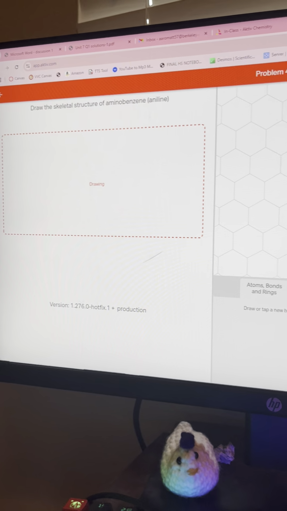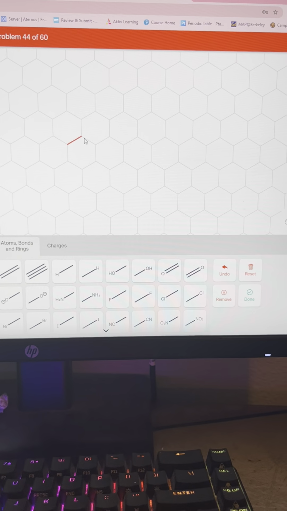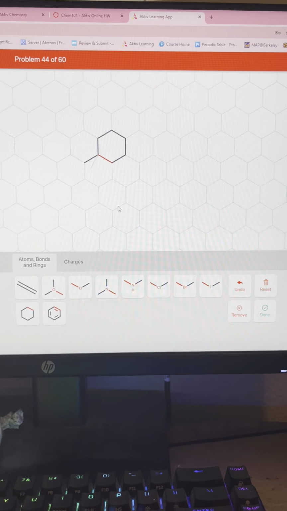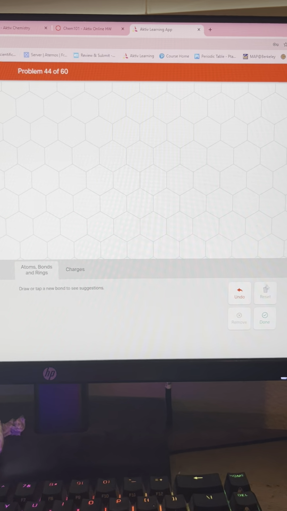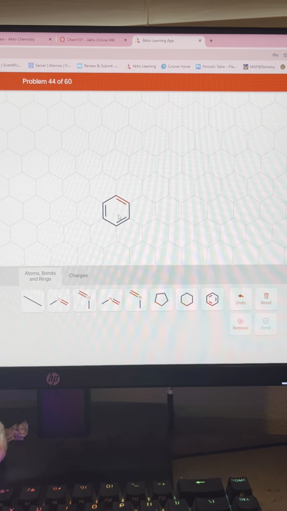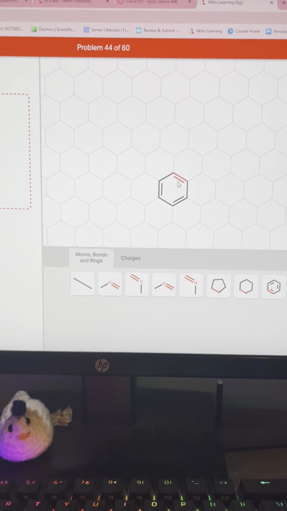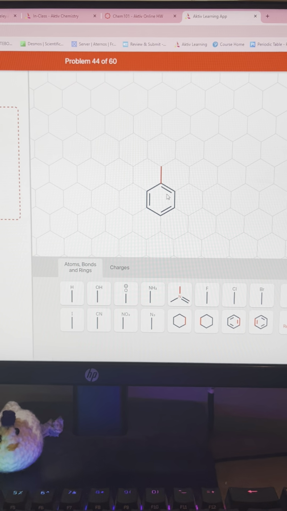All right, next we are working with aminobenzene. So first we're gonna make a benzene. You just do it like this. Oh, I messed up. Okay, we now have a benzene like this. And that, we can just place one on top here.